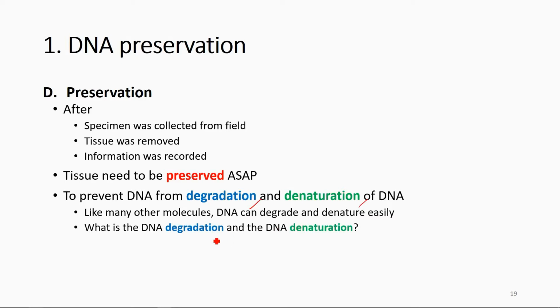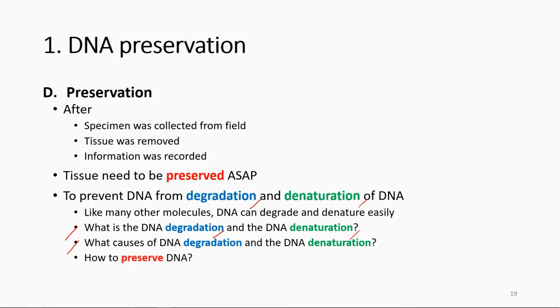So just now we talked about degradation and denaturation. Both are not good for DNA, but these are different types of damage on the DNA molecule. You have to know what degradation is, what denaturation is, and what caused the degradation and what caused the denaturation. If you know the cause of the DNA degradation and denaturation, then you can do something or use any chemical to reduce the cause.